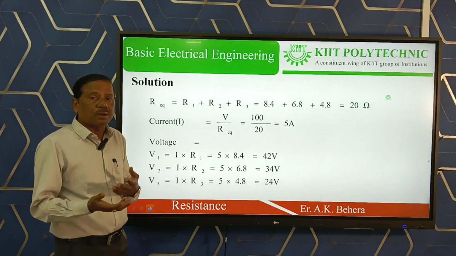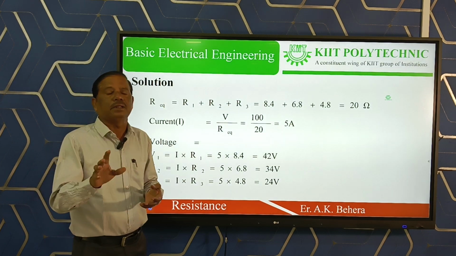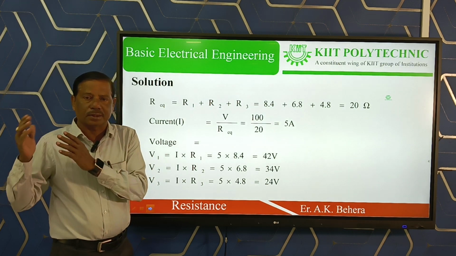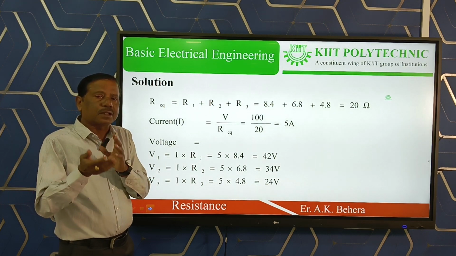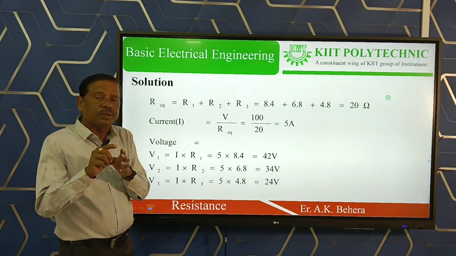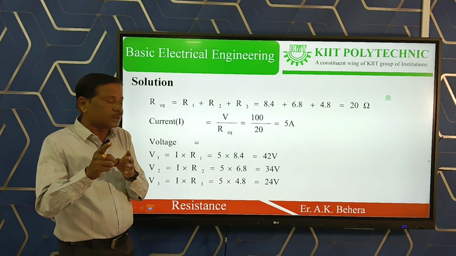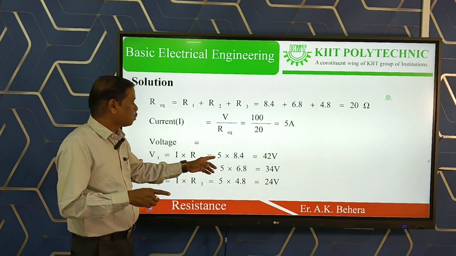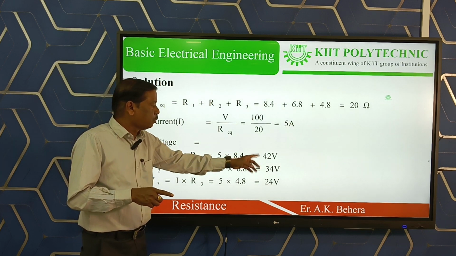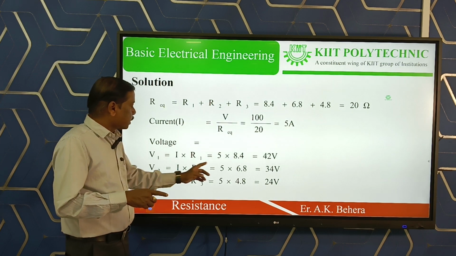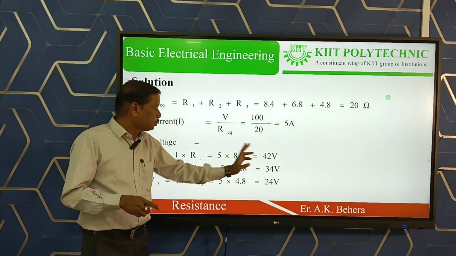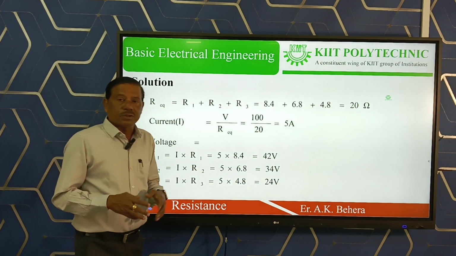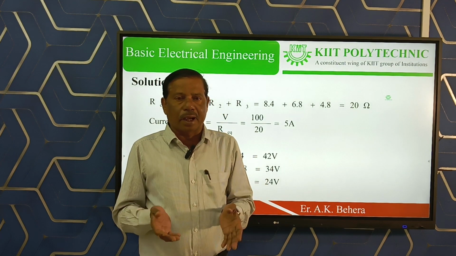The third point asked is how to find the voltage drop across each element. Each element means R1, how much voltage it is taking, R2 how much, and R3 how much. When calculating the voltage across R1, I see how much current is flowing through R1 and multiply it with that resistance. My current is the same, 5 ampere is flowing. So 5 into 8.4 is 42 volt. Similarly, the voltage across the second resistance R2 is 5 into 6.8, 34 volt, and for V3 it is 5 into 4.4, 22 volts.